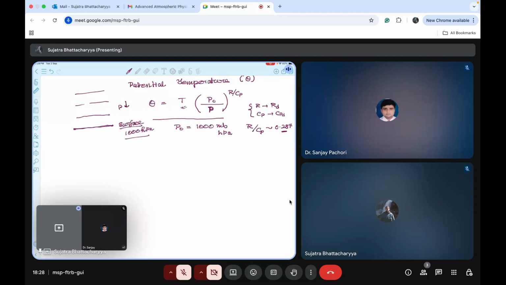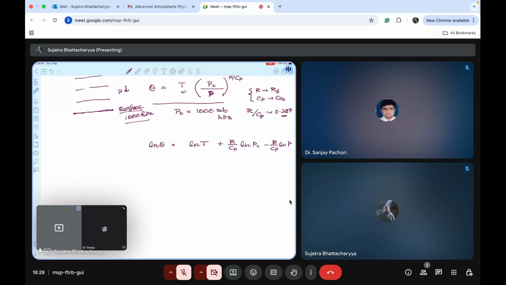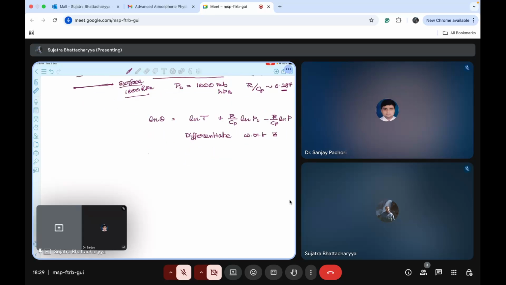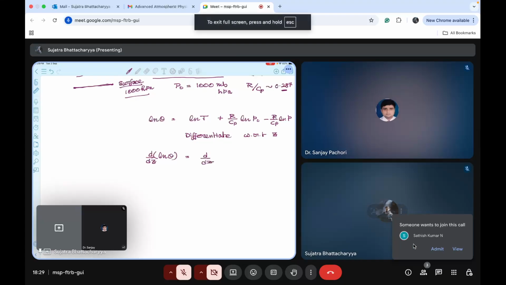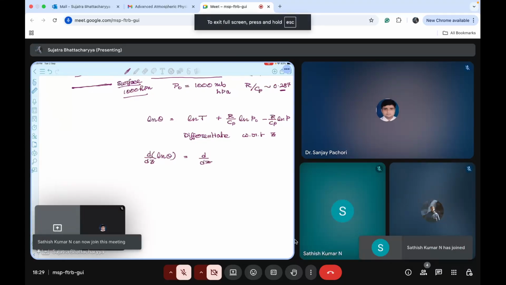Now let us do some mathematics. Take log on both sides. So this becomes log of theta equals log of T plus R by Cp log of P naught minus R by Cp log of P. Let us differentiate both sides with respect to height z. So it will be d/dz of log of theta, and d/dz of log of T.